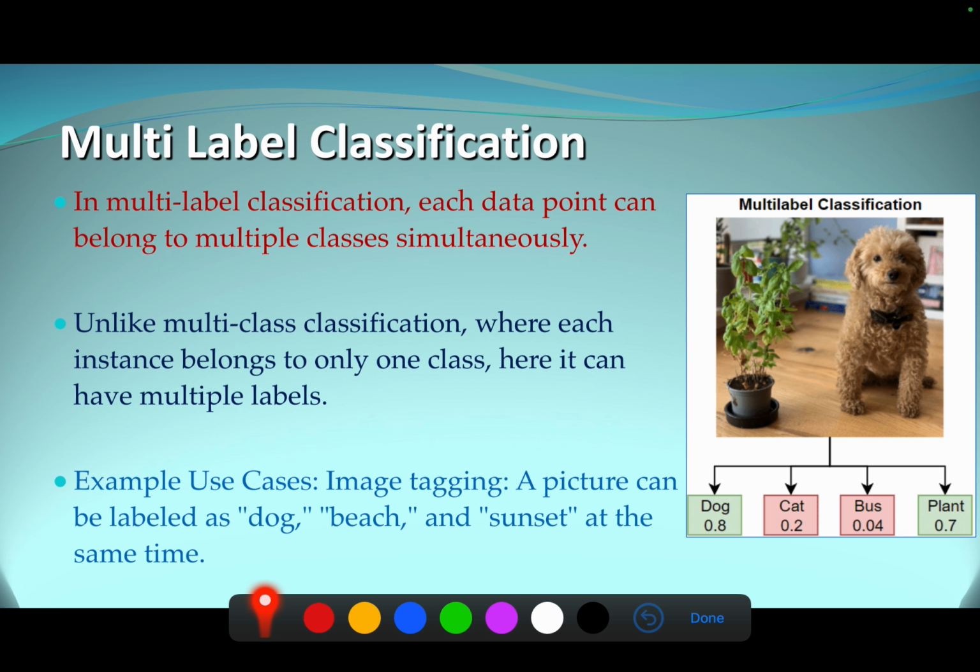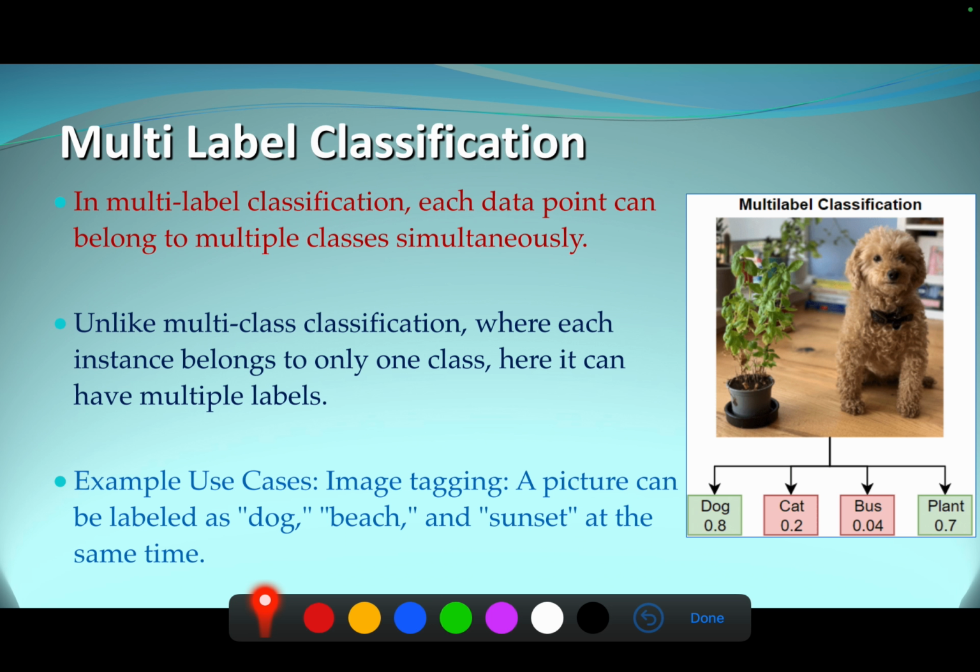For example, if we are given an image, then this image can be classified into different categories, and the belongingness to the different categories will be different. This image will belong to the category of dog as 0.8 or 80%, to cat 0.2 or 20%, to bus 0.04, and to plant 0.7. In this way, the same image belongs to different categories or classes based on the content of the image.